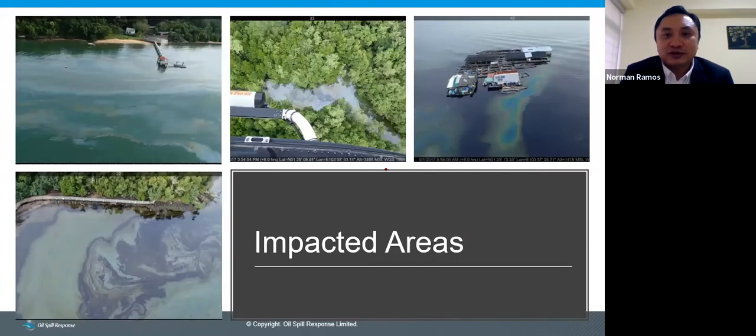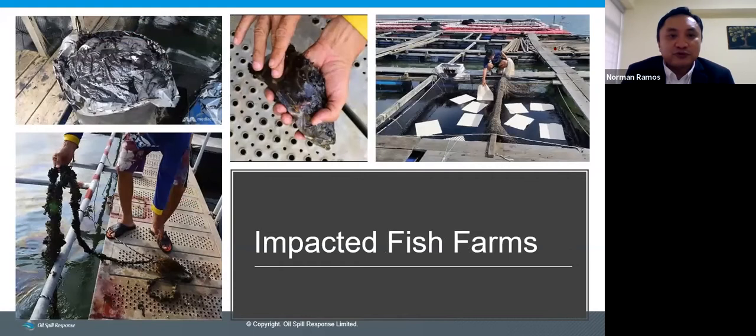So some of the photos of the oil spill. This photo here is one of the jetties that was affected in Pulau Ubin, and some of the oil also went into the mangrove forest in Pulau Ubin. Another jetty that was affected. And as I have mentioned, a number of fish farms surrounding Pulau Ubin were heavily affected by the oil spill that happened. Some photos of the fish farms that were impacted. As you can see, the oil spill is quite viscous, quite thick. And not only fish was impacted, but also some of the shellfish that was raised in those fish farms.